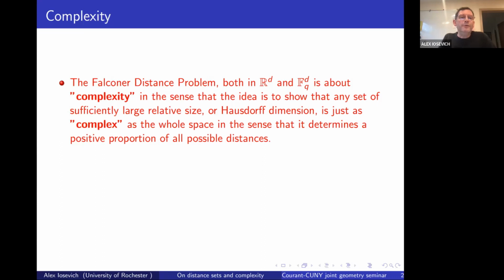So one way to view the Falconer distance problem in R^d or in F_q^d in terms of complexity is that what we are showing is that if the set is of sufficiently large size, or of sufficiently large Hausdorff dimension, which is also a measure of size, then in the sense of distances, it is just as complex as the whole space, in the sense that we are able to recover a positive proportion of all distances. If you allow me to say that positive Lebesgue measure worth of distances is a positive proportion.